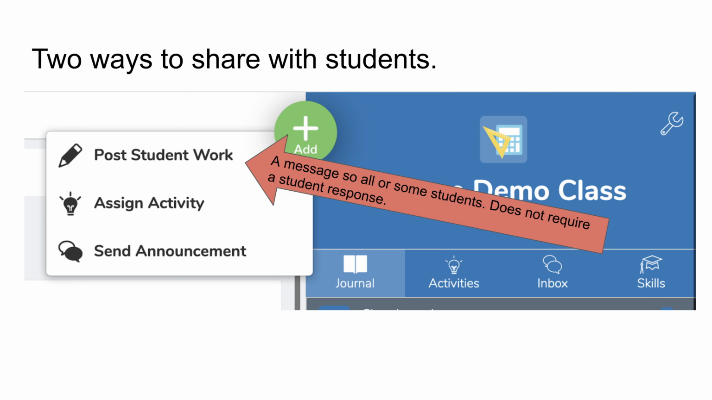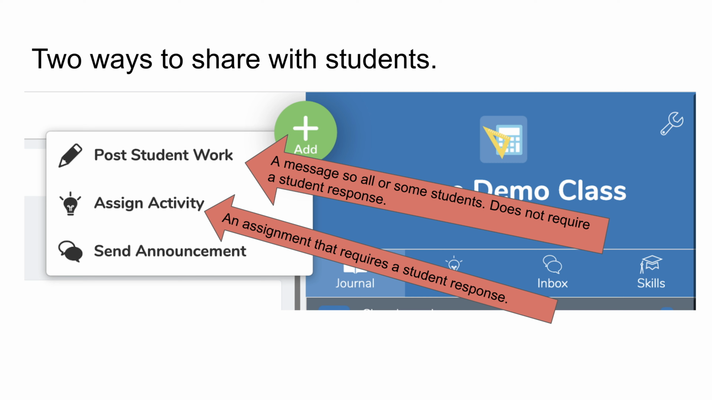So, all right, two ways to share with students. You can hit this thing, which is post student work, and basically that's a message so that some or all of your students can see it. It doesn't require a student response. It's just basically sharing an announcement. I don't want to say the word announcement because that's announcements down here, but it's sharing good news with either some of your students or your whole class. For example, you can say, hey, look what Martina did. It's wonderful. I just wanted to share her beautiful artwork with everybody.